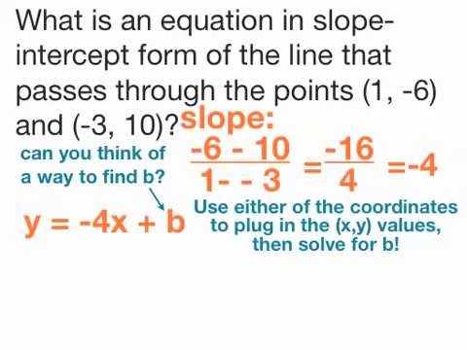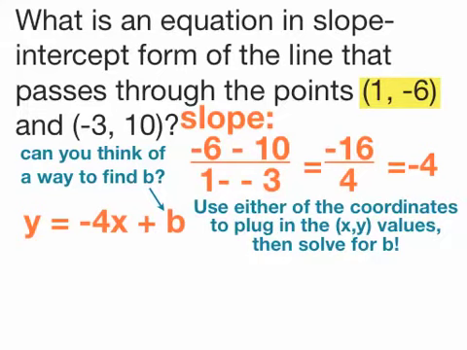You're going to use either of the coordinates that are given, so either the coordinate (1, -6), or the coordinate (-3, 10), to plug in the x and the y values, and then you can solve for b like it's a one-step equation. It does not matter which ordered pair you choose. For this example, I'm just going to choose the ordered pair (1, -6).